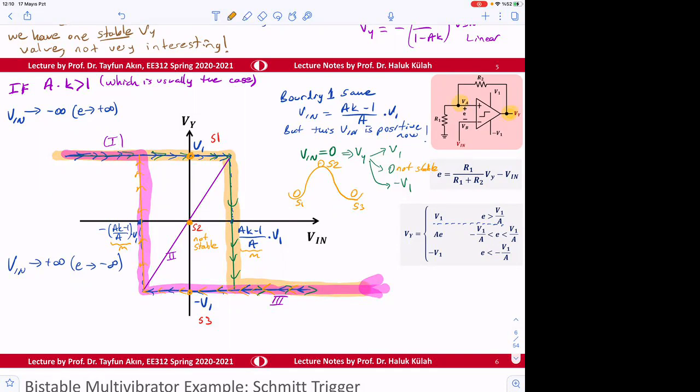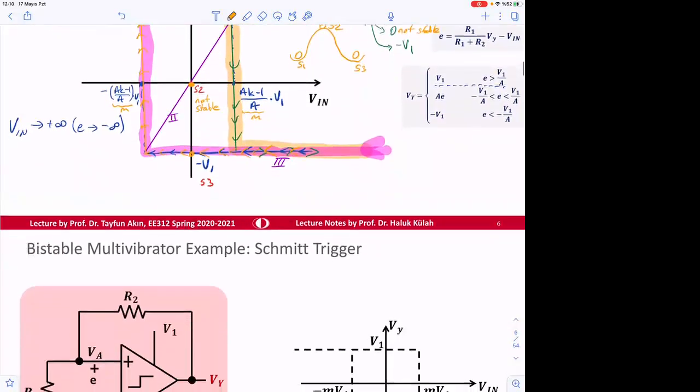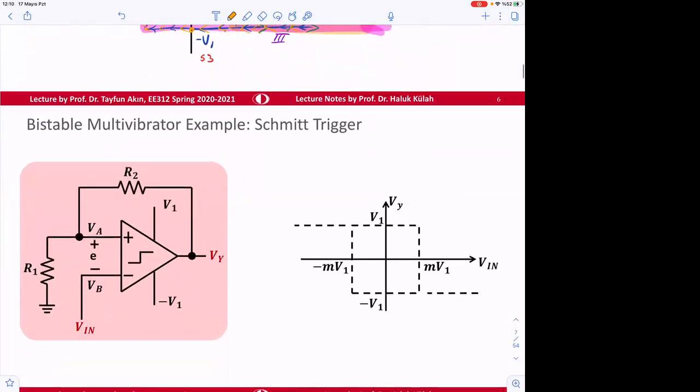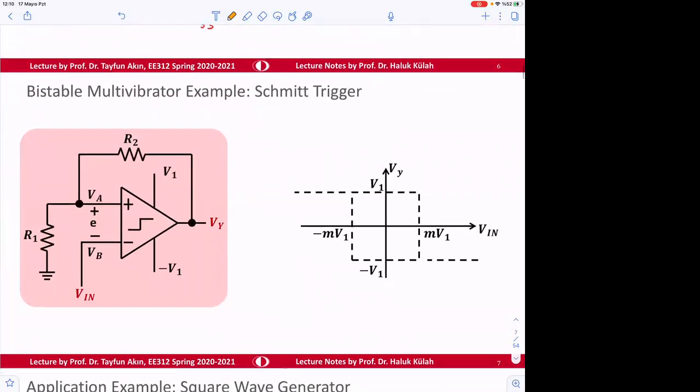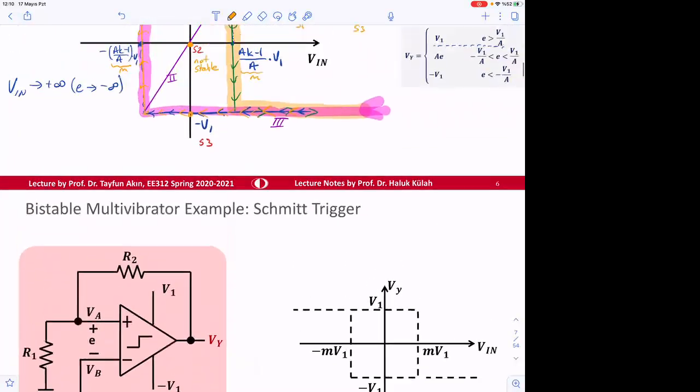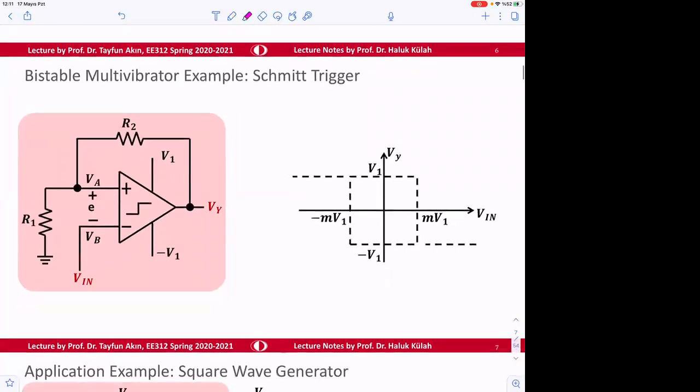So let's go to this example again. Here is the summary. So I call this one M for simplicity. Okay, this is M right now. So okay, hold on a second.